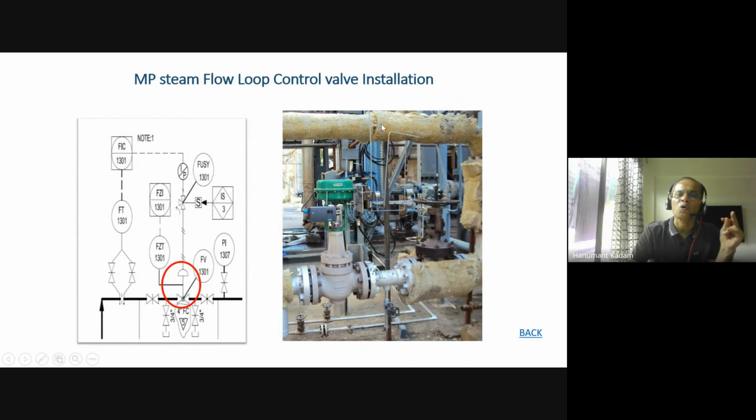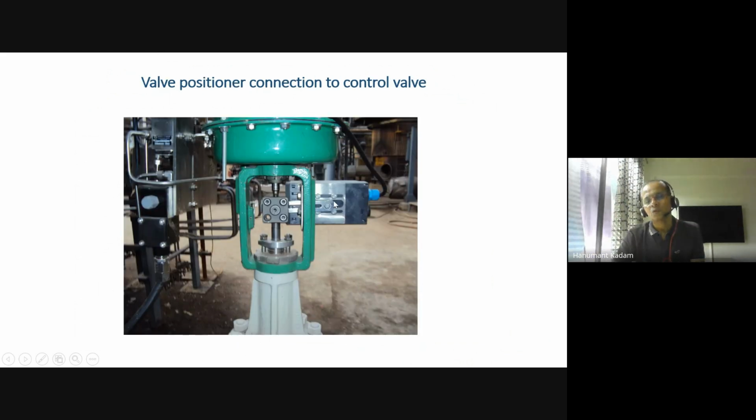Then the medium pressure steam flow loop control valve installation, which you have already seen here. This control valve is here, and I have shown you this is the HART positioner. Normally we see a pneumatic positioner. If it's a mechanical type, this is a HART positioner. If you see the rear side, the linking of the HART positioner with this stem of the control valve, this is the stem, and here this linkage is there. Here it is linked to this back side, and the solenoid assembly is this side, which is forcing this valve to stop.